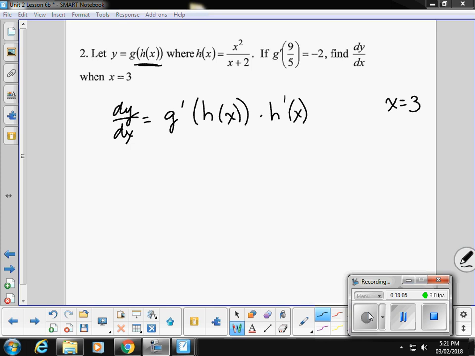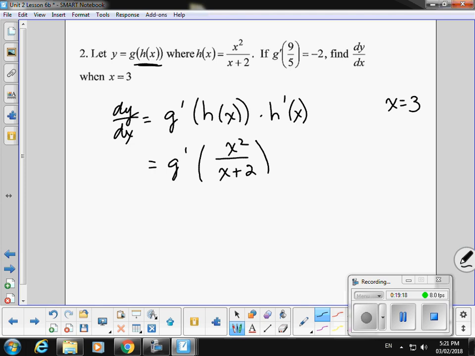So I don't really know what g does, but I do know that I want the primary function's derivative of x squared over x plus 2. And I want to multiply it by the derivative of the guts. Well, that I can find. The derivative of the guts is a quotient rule. So I have the derivative of the top times the bottom. Subtract the top times the derivative of the bottom, which is just a 1, but I thought about it, over the bottom squared.